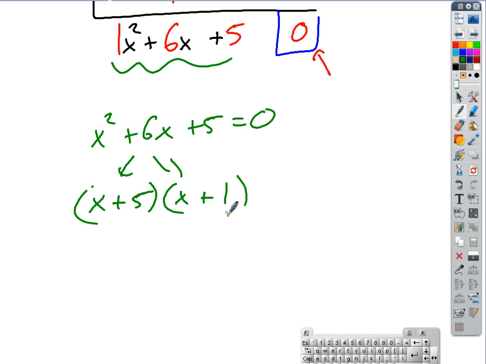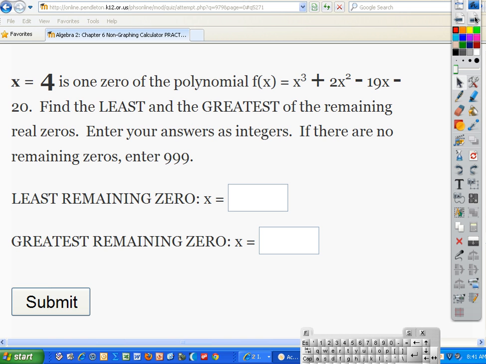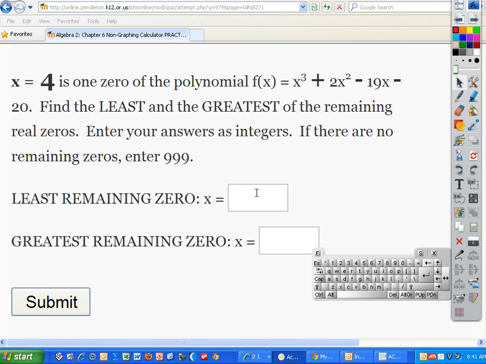And the zeros then would be what? Negative 5. Negative 1, right? So we go back and let's just try those. So the least would be negative 5. Greatest, negative 1. Yeah. Okay, and we got it.